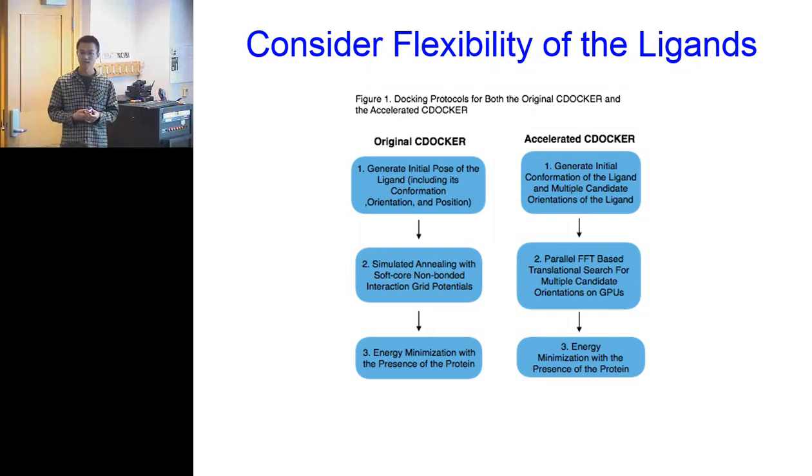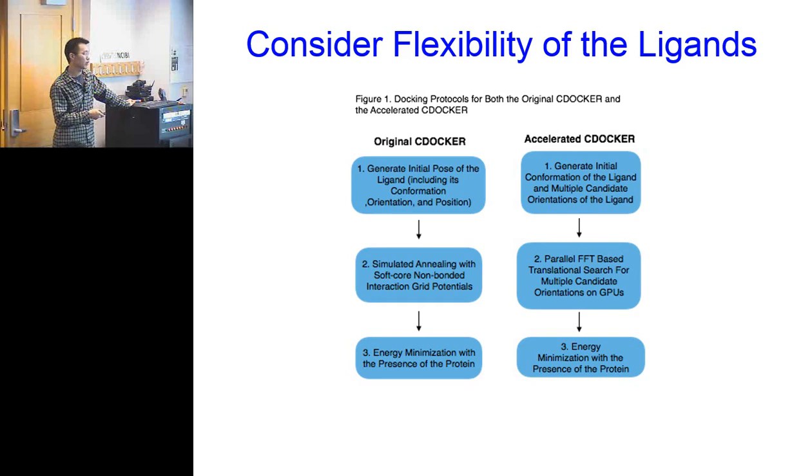So we incorporate this acceleration into our previous protein-ligand docking algorithm, which is CDocker. CDocker is the docking algorithm in CHARMM. What it does is rigid protein but flexible ligand docking. So this is a previous docking protocol. You give in a ligand, you generate a random pose of the ligand, corresponding to its conformation. Basically, you rotate the root bond of the ligand. You choose a random orientation, you choose a random position, and you put the ligand inside the binding pocket.